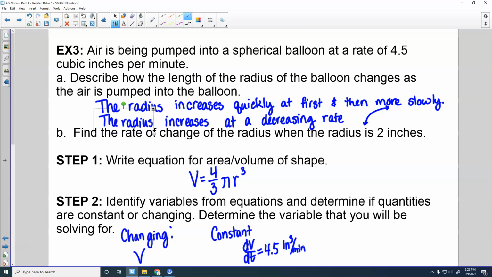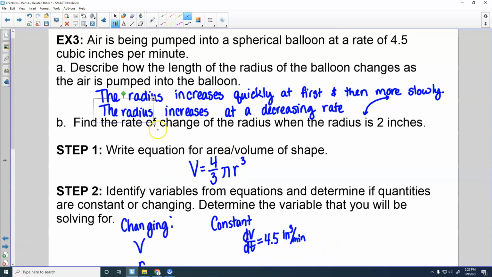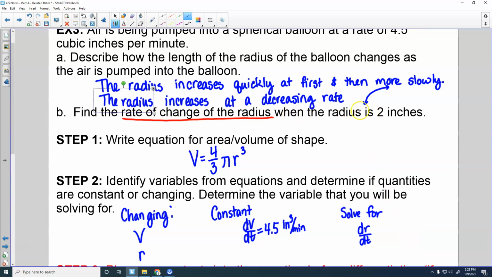If you're not sure what it's talking about, because it just says air pumped in and doesn't mention volume, the units can help you a lot. Cubic inches are used to measure volume, so that tells you it's dV/dt and not dr/dt. And we're supposed to find the rate of change of the radius. What variable would that be? dr/dt. So we are going to solve for dr/dt, and we are specifically looking at the instant where r equals 2.